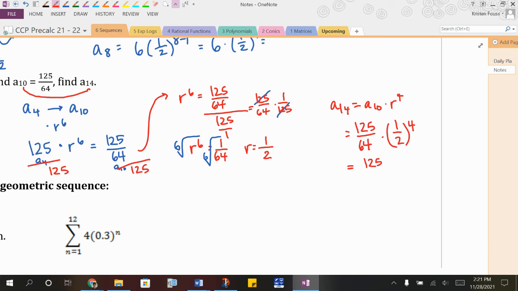So it's going to be 125 times 1, because that's 1 to the 4th. And then, let's see, 2 to the 4th I think is 16. So whatever 64 times 16 will be our denominator.